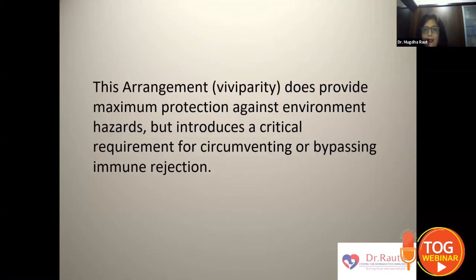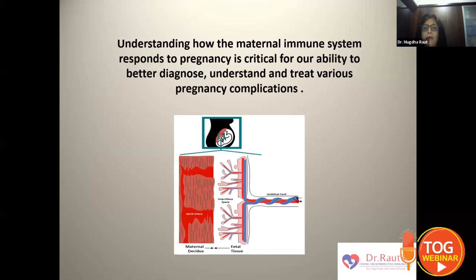This arrangement of viviparity does provide maximum protection against environmental hazards, but introduces a critical requirement for circumventing or bypassing immune rejection. So understanding how the maternal immune system responds to pregnancy is critical for our ability to better diagnose, understand, and treat various pregnancy complications.